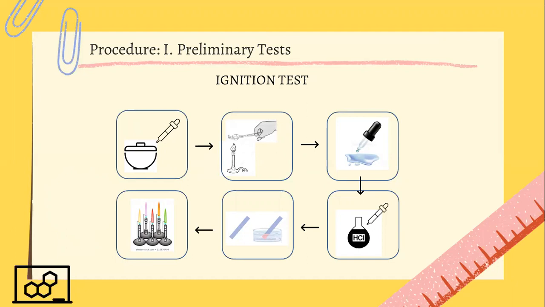If a residue is left, add a drop of distilled water and test the solution with litmus paper. Add a drop of 15% hydrochloric acid and note if a gas evolves. And lastly, you need to perform a flame test on the solution produced using nichrome wire in order to determine the metal present.